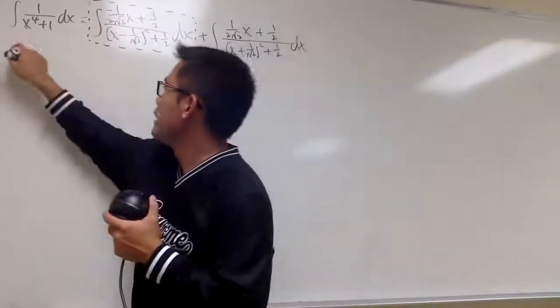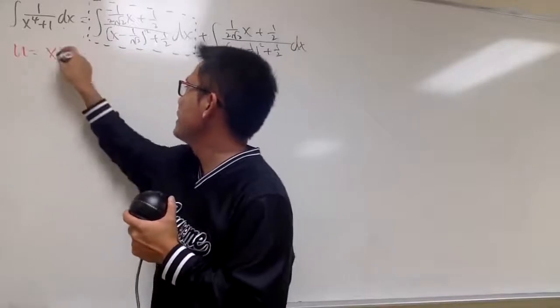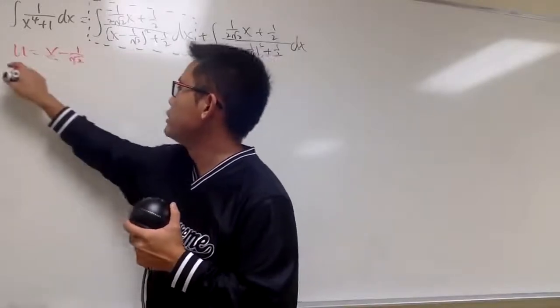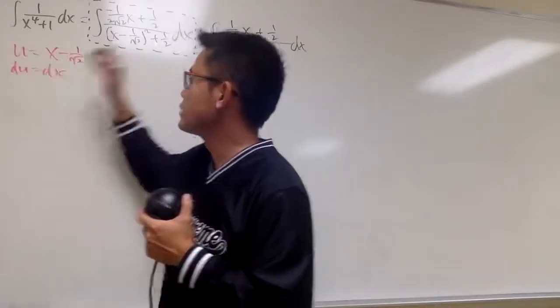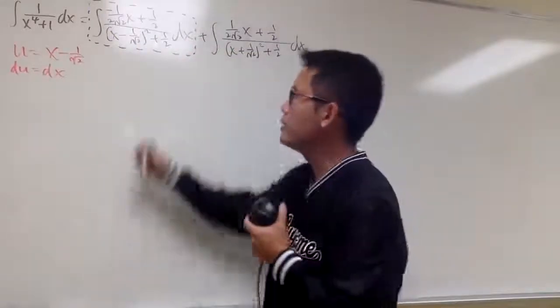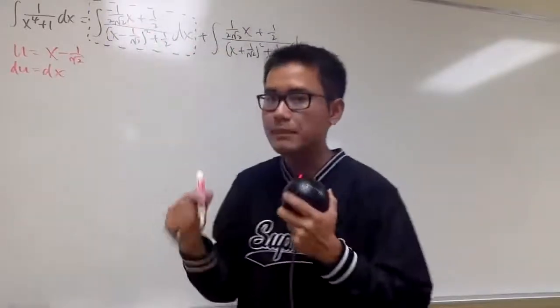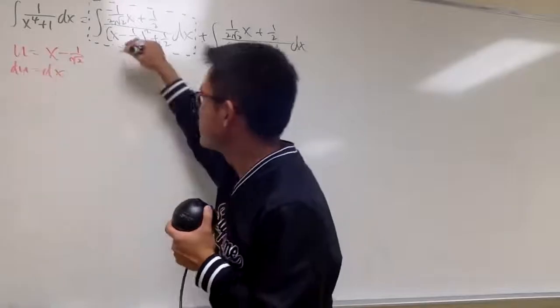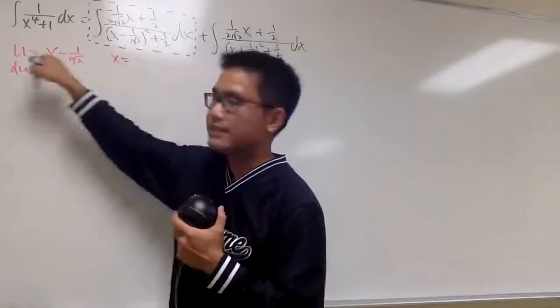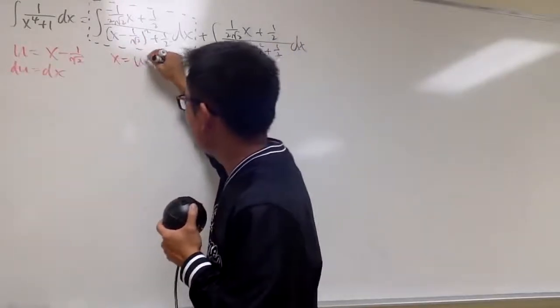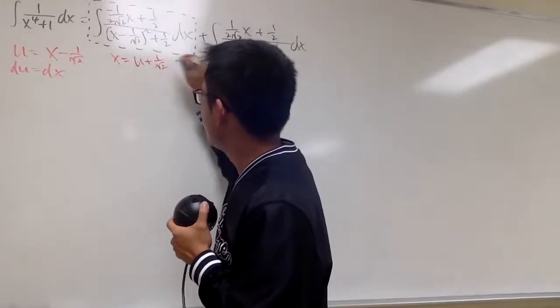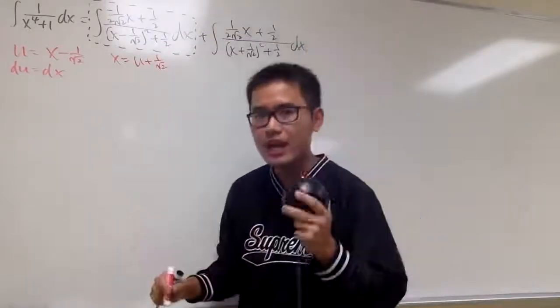Let me go ahead and say u equal to this, which is x minus 1 over √2. And you see right away, du will be the same as dx, which is great, right? And now, notice on the top, we have this x. So that means we should isolate x right here. So in other words, x is equal to, let's add this on both sides, so we will have u plus 1 over √2, right? That's great.